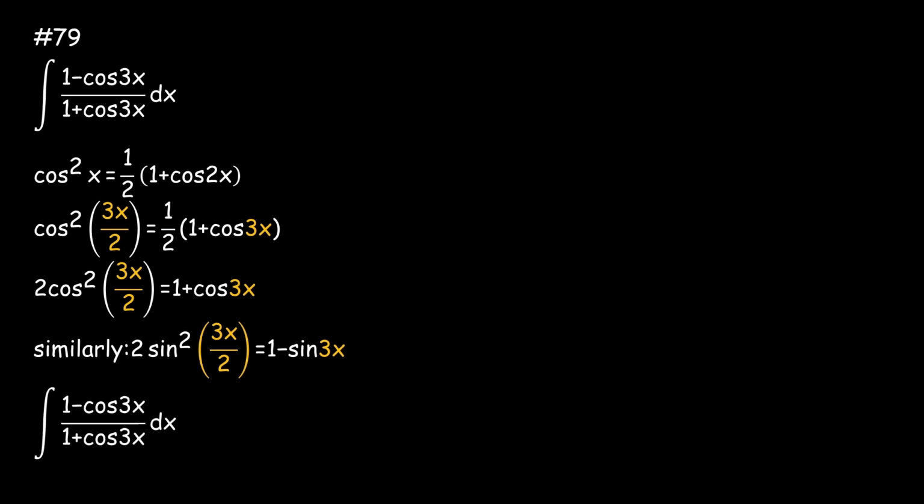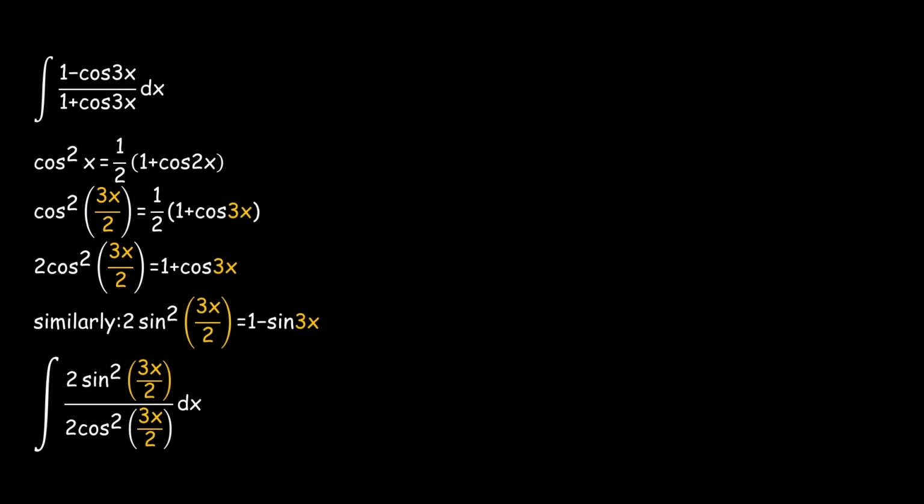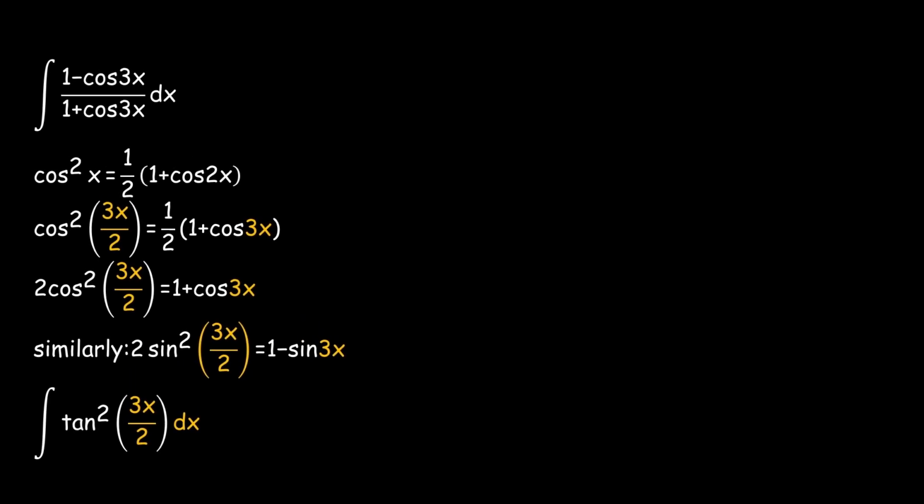Now we are going to substitute this into our equation. We have 2 sine squared of theta, let's call it theta, over 2 cos squared, which is tan squared. The 2 cancels out, so this will be tan squared of 3x over 2. Now, how do we integrate tan squared x? Tan squared x is the same as sec squared x minus 1, right? I'm just calling it x because 3x over 2 is quite cumbersome to say all the time. So we have sec squared of 3x over 2 minus 1.